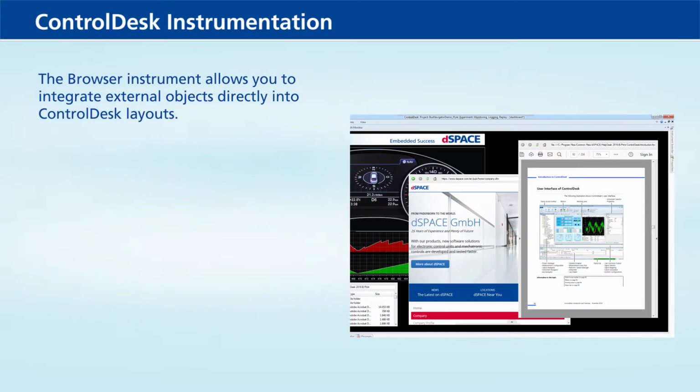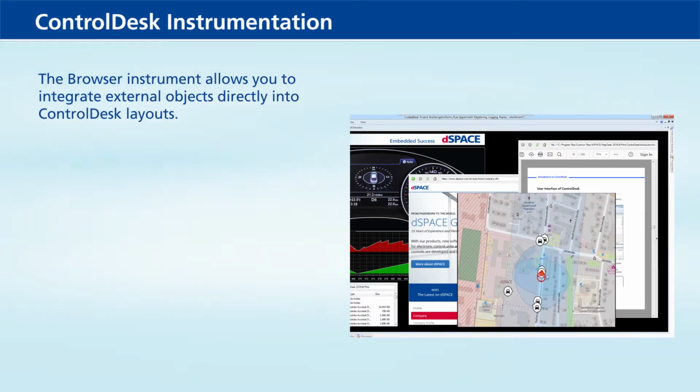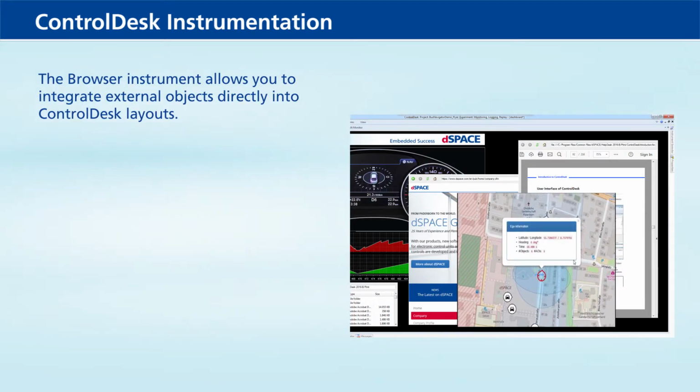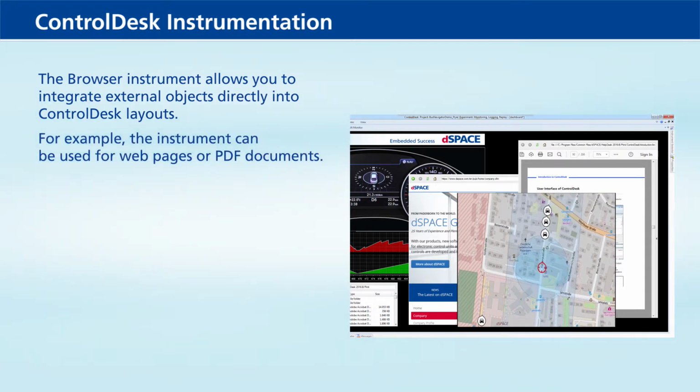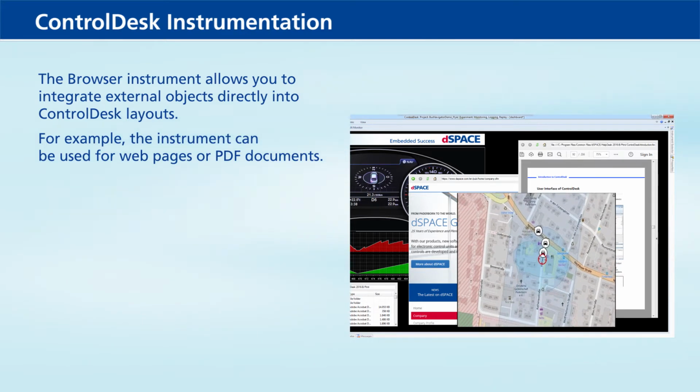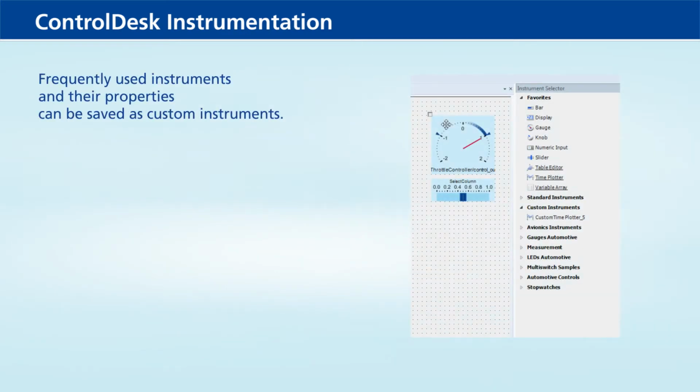The browser instrument allows you to integrate external objects directly into ControlDesk layouts. For example, the instrument can be used for web pages or PDF documents. Frequently used instruments and their properties can be saved as custom instruments.